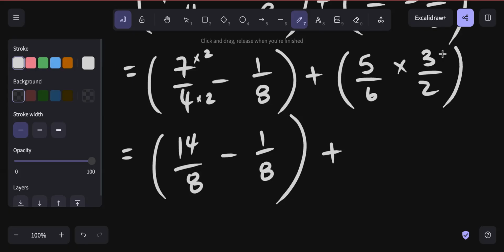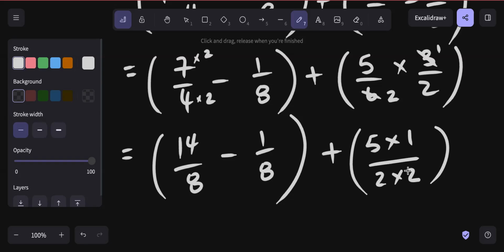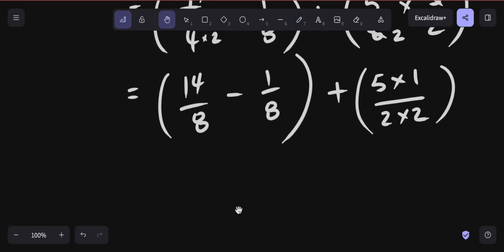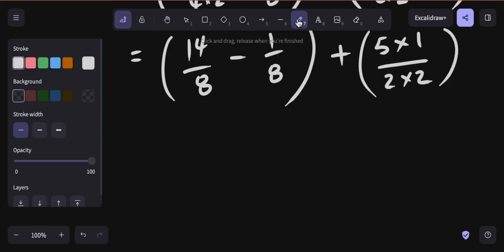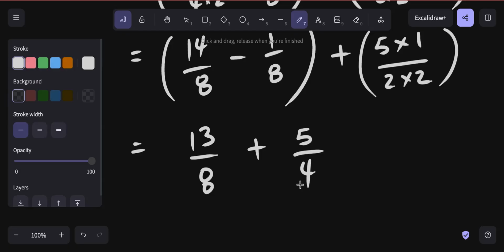Over here, we ended up with what was common. Well, we can't cancel. There's nothing common to 5 and 2 apart from 1. But I can divide 3 by 3 to give me 1 and 6 by 3 to give me 2. And I'd end up with 5 times 1, I'll just write it for the sake of writing it, 5 times 1 over 2 times 2. All right, we're almost there. We are close to the end. So we end up with 13 over 8 plus what looks like 5 over 4. All right.